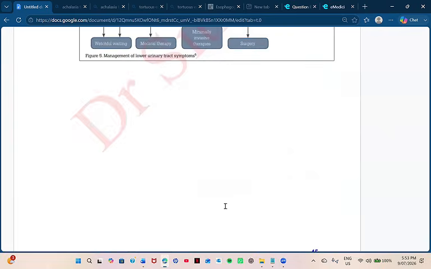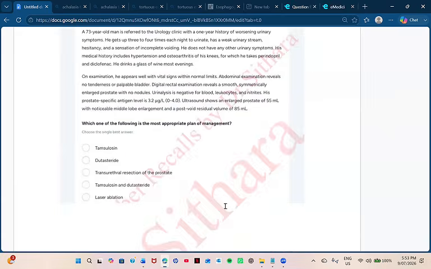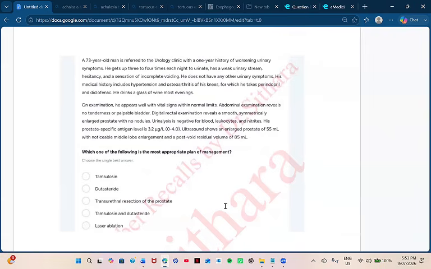Okay, so here we'll do a question. We will go back to our question. A 73-year-old man is referred to the urology clinic with a 1-year history of worsening urinary symptoms. He gets up 4 times each night to urinate. He has a weak urinary stream, hesitancy, and a sensation of incomplete voiding. He does not have any other urinary symptoms. His history includes hypertension and osteoarthritis of the knee, for which he takes perindopril and diclofenac. He drinks a glass of wine every evening.